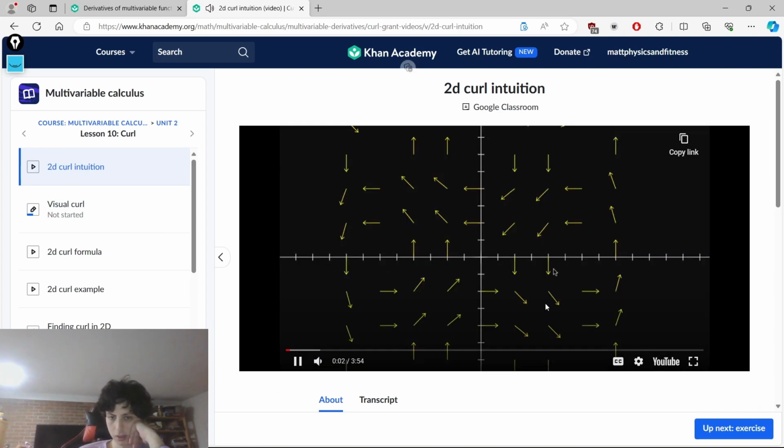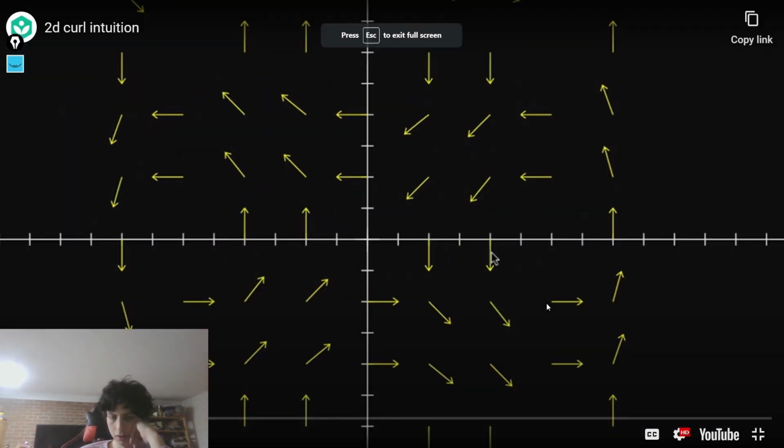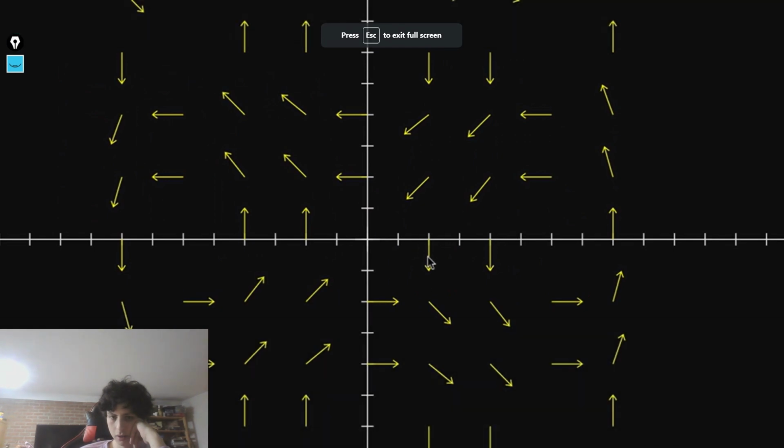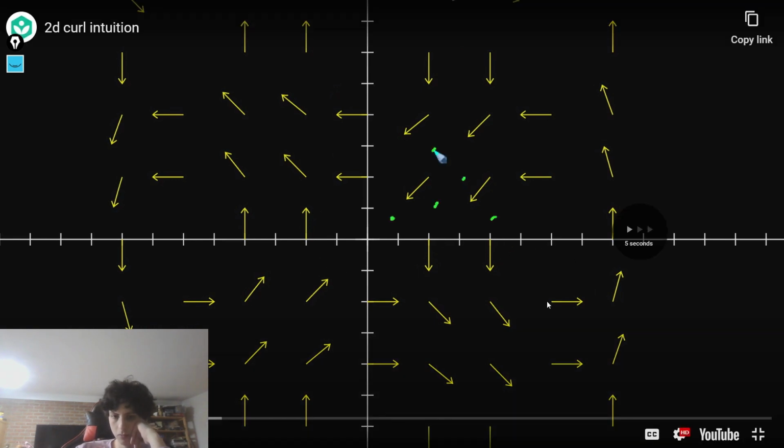Hello, everyone. So I'm going to start talking about curl. Curl is one of those very cool vector calculus concepts, and you'll be pretty happy that you've learned it once you have, if for no other reason because it's kind of artistically pleasing. And there's 2 different versions: a 2-dimensional curl and a 3-dimensional curl. Naturally, I'll start with the 2-dimensional version and build our way up to the 3D one.